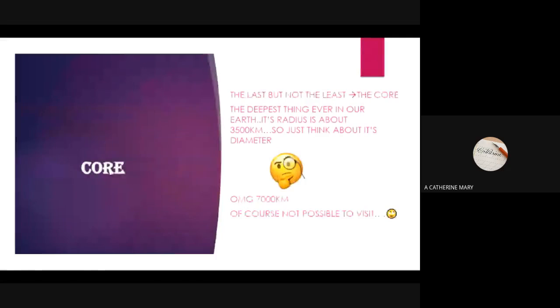The last layer, that is the core, the deepest thing ever in our Earth. Its radius is only about 3,500 kilometers. So just think about its diameter, 7,000 kilometers. Of course, not possible to visit.